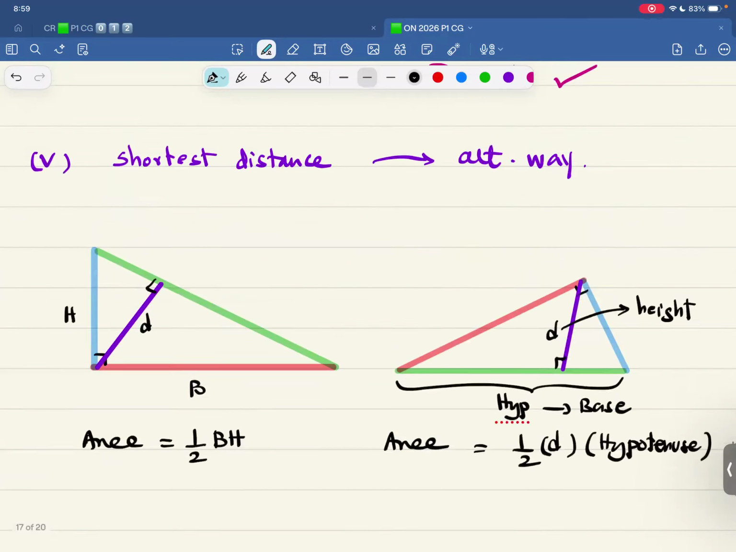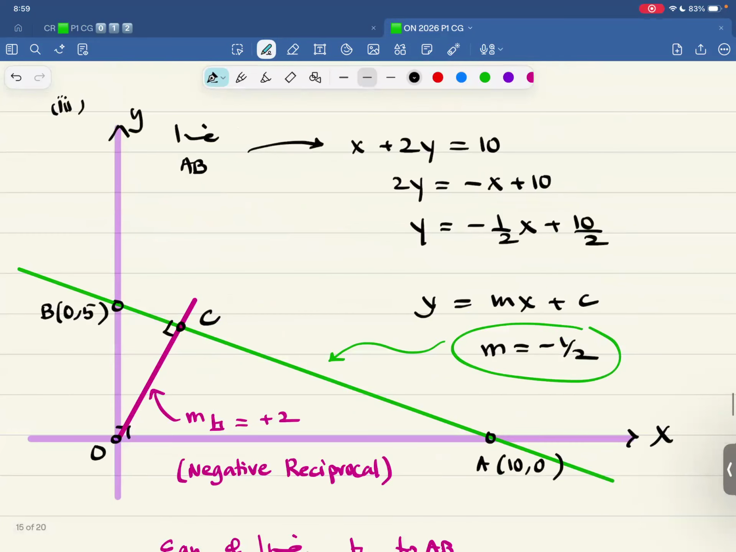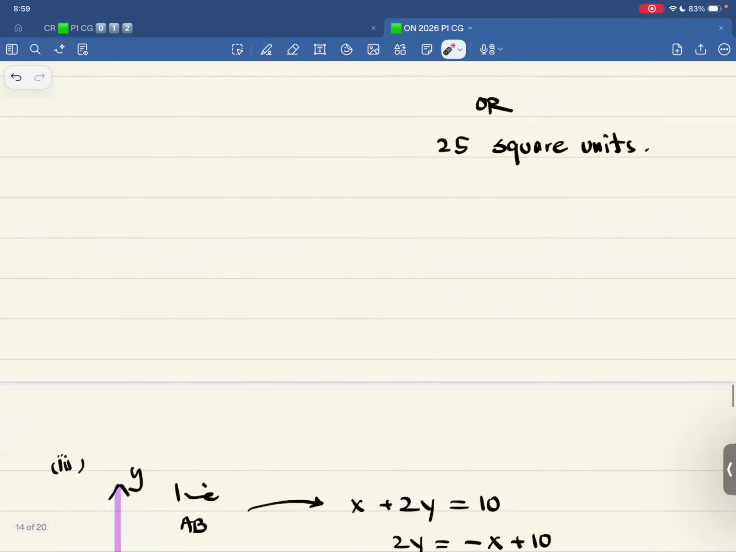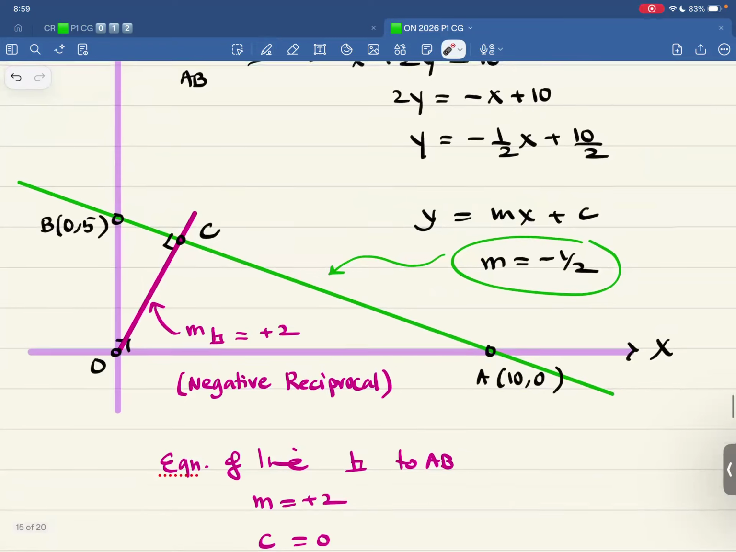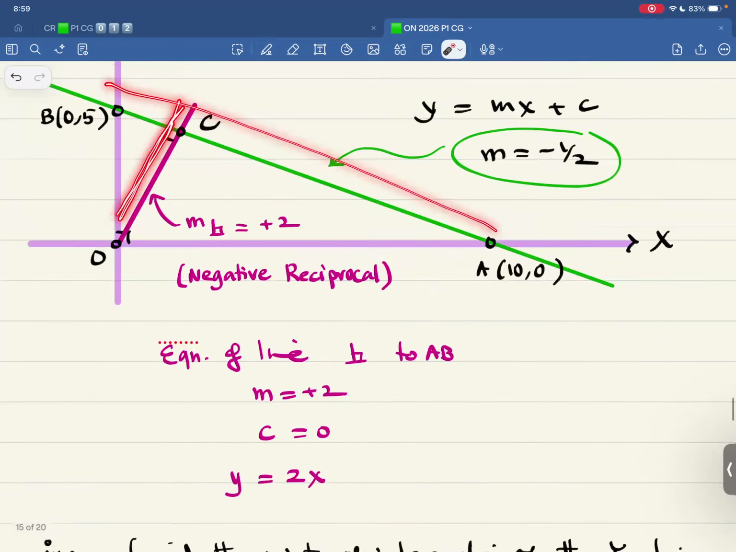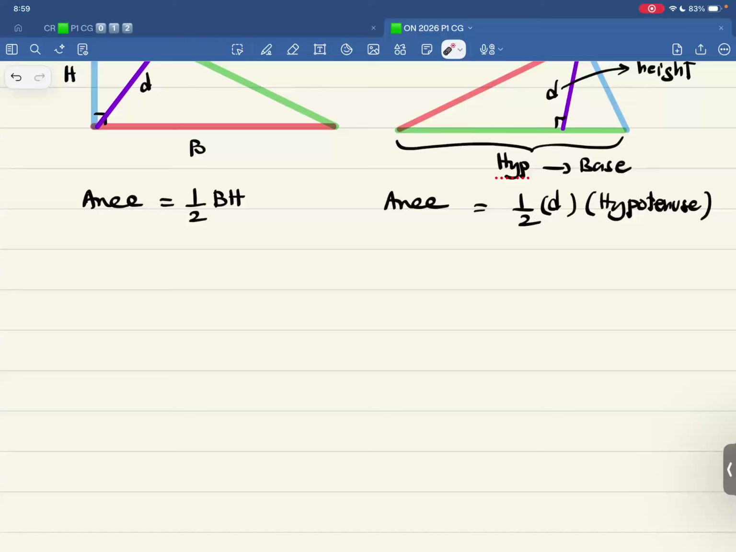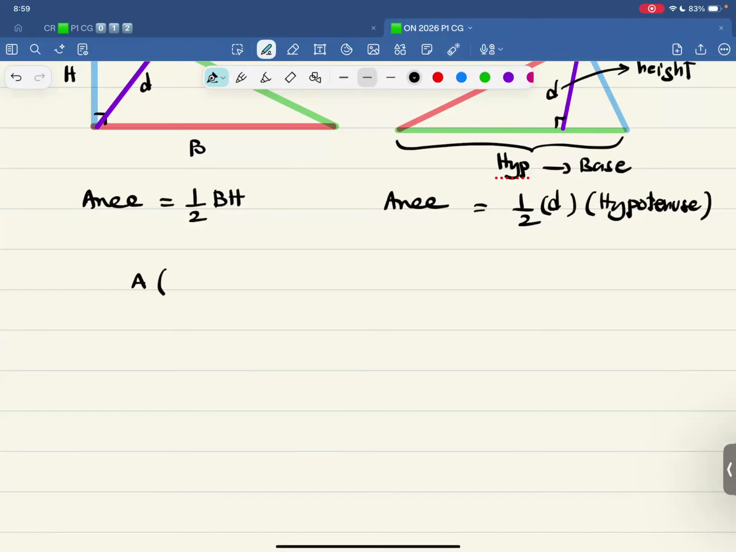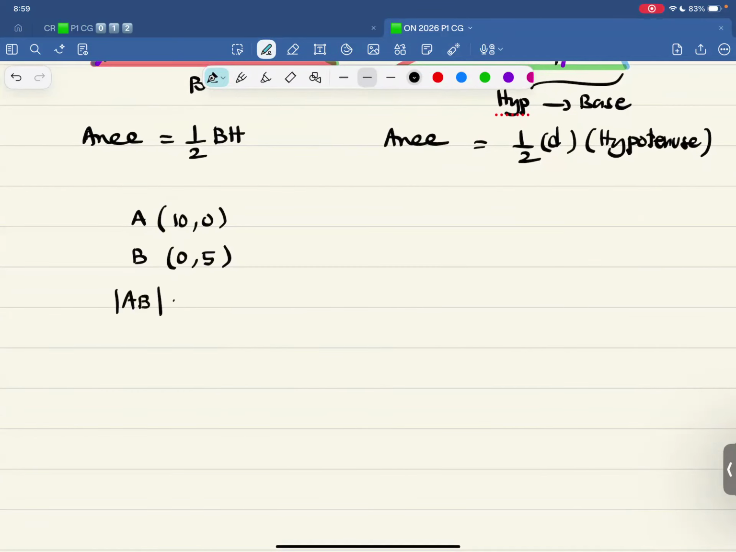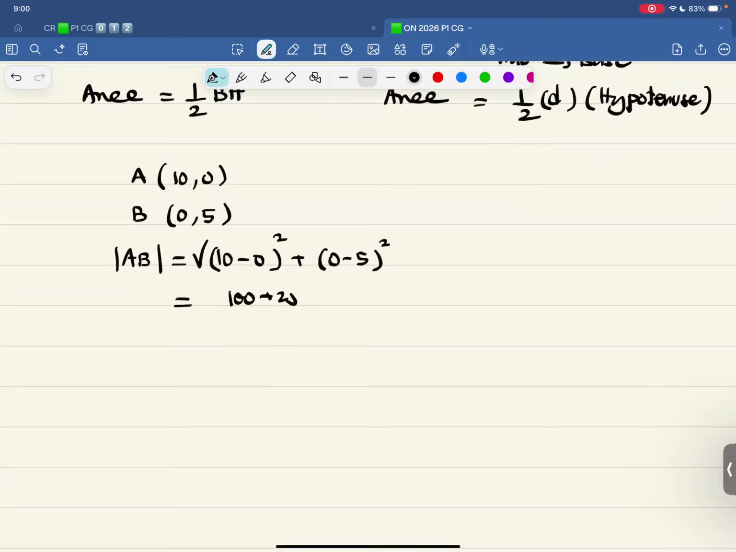Got the idea? Now over here, in this triangle, this is 5, this is 10. I found the area right over here. Now I can consider this as the height and this as the base. So now AB, A is (10, 0), B is (0, 5). AB magnitude is the square root of (10 minus 0) whole square plus (0 minus 5) whole square. That is 100 plus 25, the square root of 125. Leave it as it is, units.